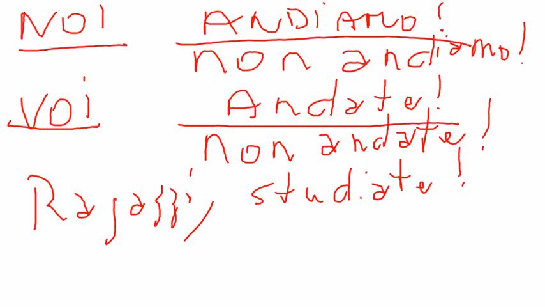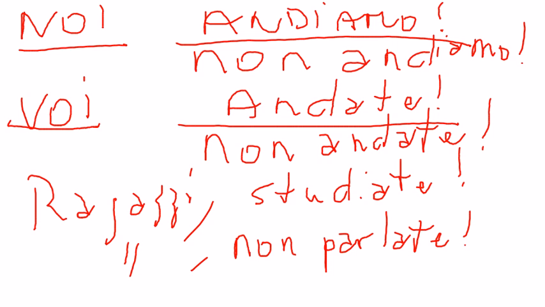So something like this would mean boys, study. Of course, I could just say boys again, followed by a comma, and I could actually tell you, non parlate. Okay, what do I tell you if I say ragazzi, non parlate? You have like 5 seconds to come up with a good answer, alright? I'm using the verb parlare in the voi form with a negative in front of it. I'm actually saying what? Boys, do not speak.